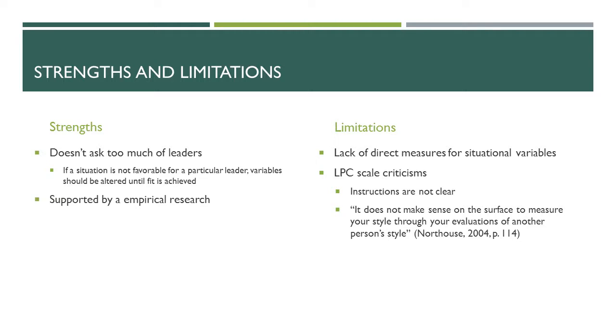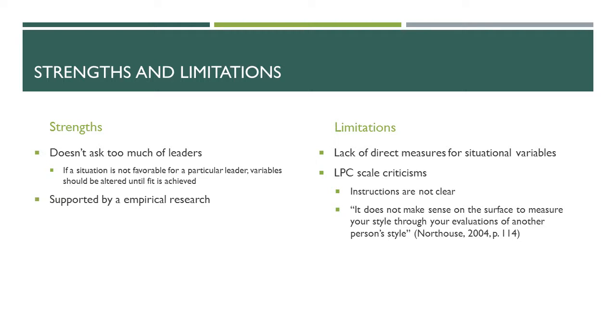So a leader can maybe operate at peace, knowing that if they don't feel that they are effective in a certain situation, or if they feel that they are struggling in a certain situation, it may simply be that their leadership style is not a great match for the task at hand, and they either need to find a new leader for that particular role or just adjust the variables until fit is achieved. Also, the contingency theory is supported by empirical research. There have been numerous studies done throughout the decades since the 1960s that validate Fiedler's theory.